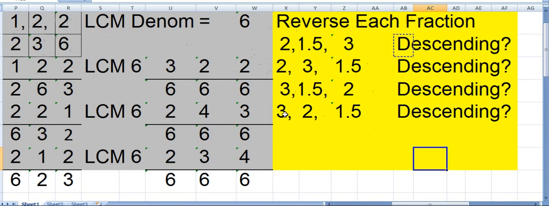So here again 3, 2 and 1.5. Is this descending? Yes. 3, then 2 is smaller, then 1.5 is smaller. So this D option is descending order, correct. So if the reverse is descending, then the actual fractions will be ascending.